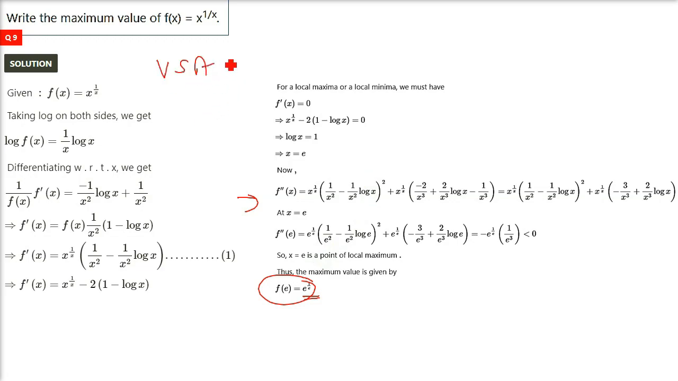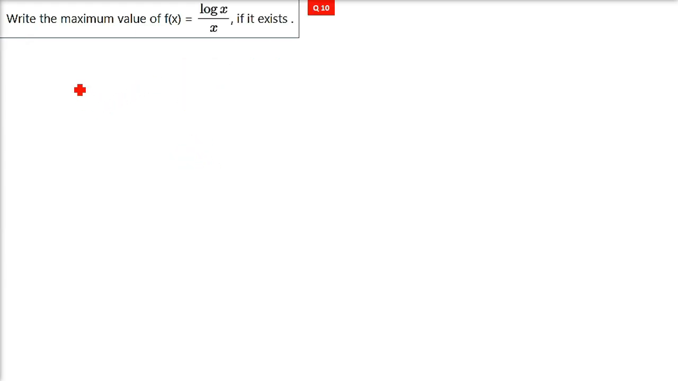Now let me tell you, these are very short answer questions, but they are not small questions. They are big questions. Double differentiation, as I just reiterated, will take a long time. So a VSAQ means it needs to be solved within 2 minutes. Write the maximum value of f(x) = log x by x, if it exists.